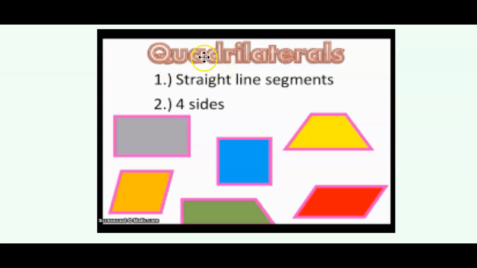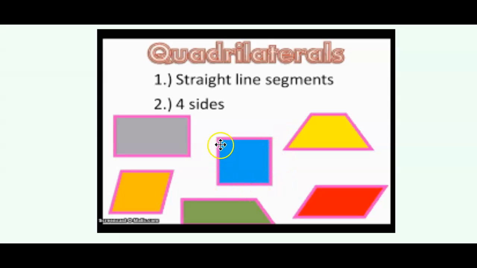Quad is a prefix meaning 4. That should help you to remember that a quadrilateral is a shape with 4 sides and 4 angles. Remember, a quadrilateral has straight sides or straight line segments. Notice that all of the sides here on these quadrilaterals are straight.